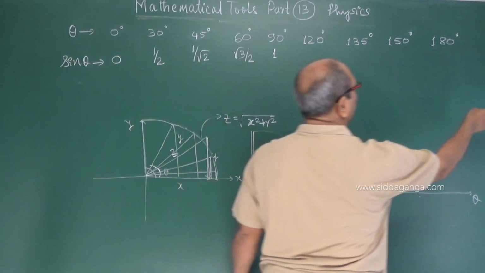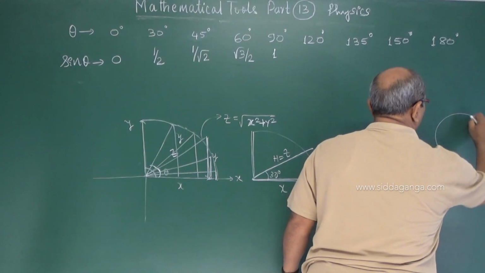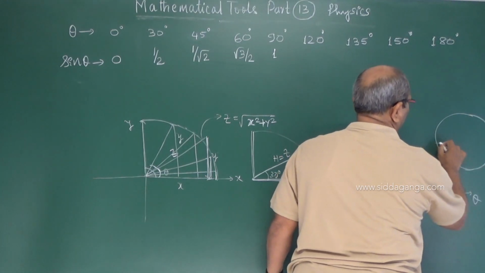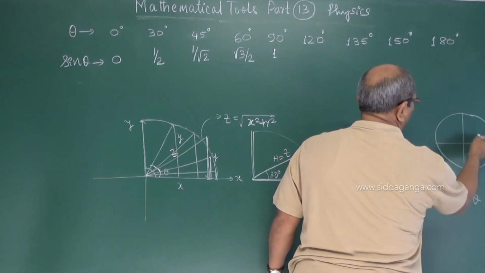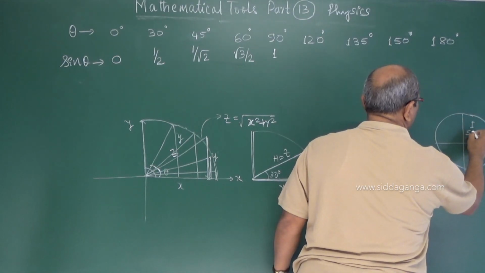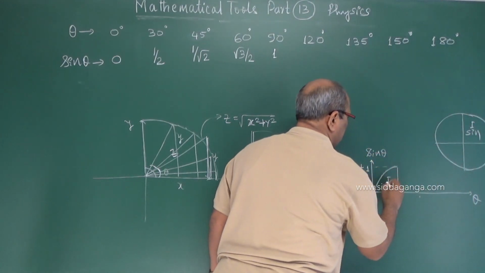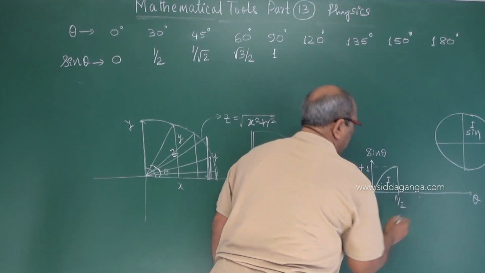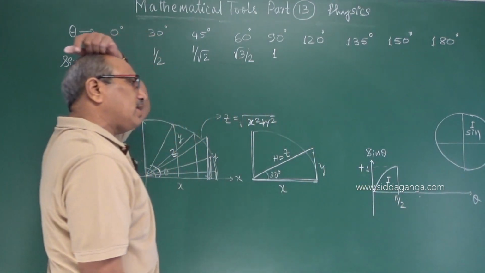So in your quadrant ratio, if you take the first quadrant, sine has the value here. It is a pi by 2 angle, and the maximum value is reached at 90 degrees.